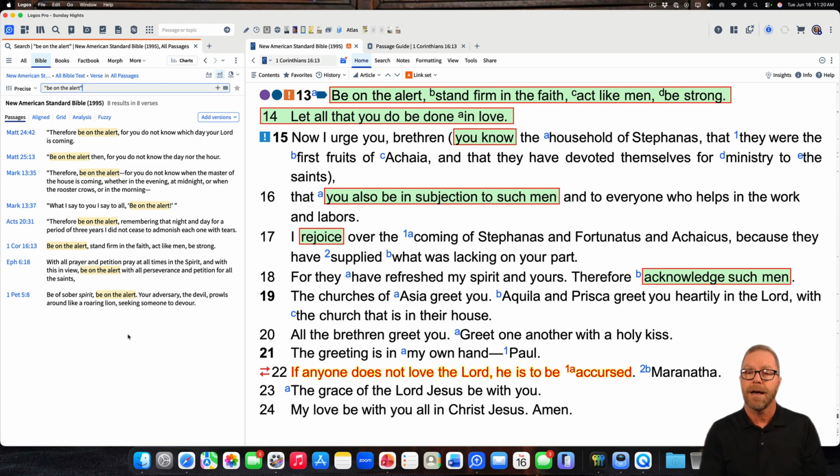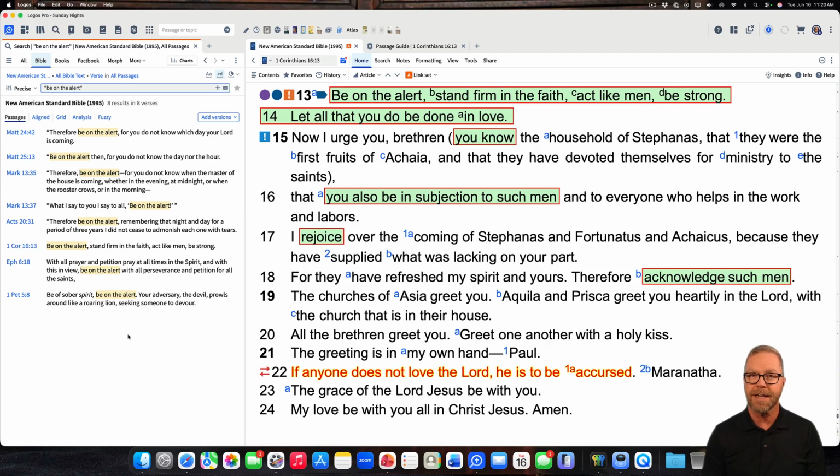And since the text doesn't really say what specifically, be on the alert in what way? Well, in standing firm in the faith. And part of that is included in all the other examples, right? So there you have it. Just by doing a little phrase search, you can find out that same thing, how it's used.